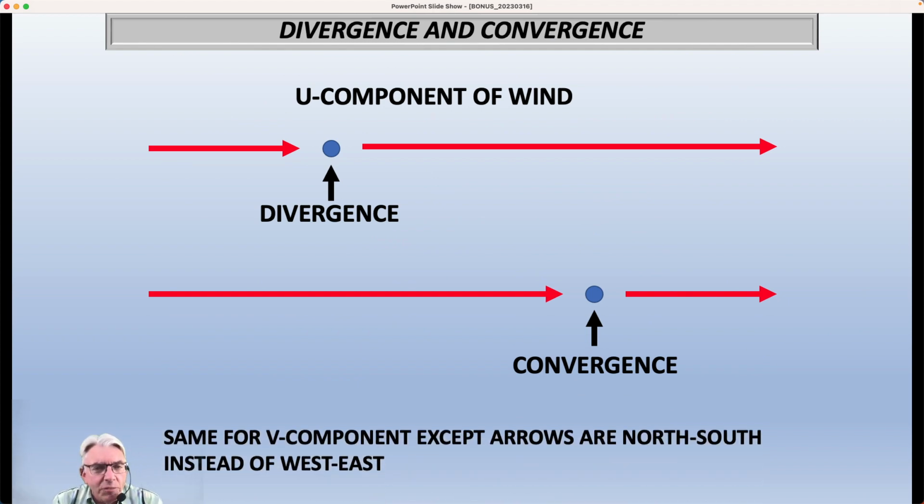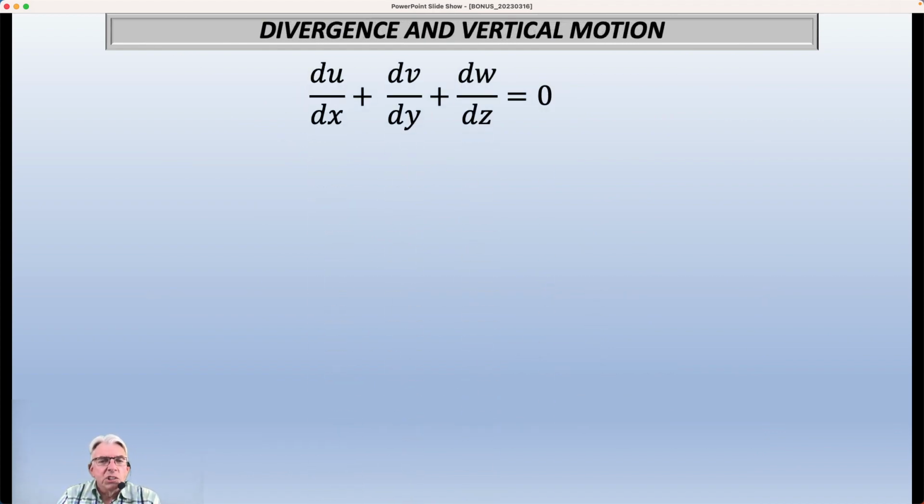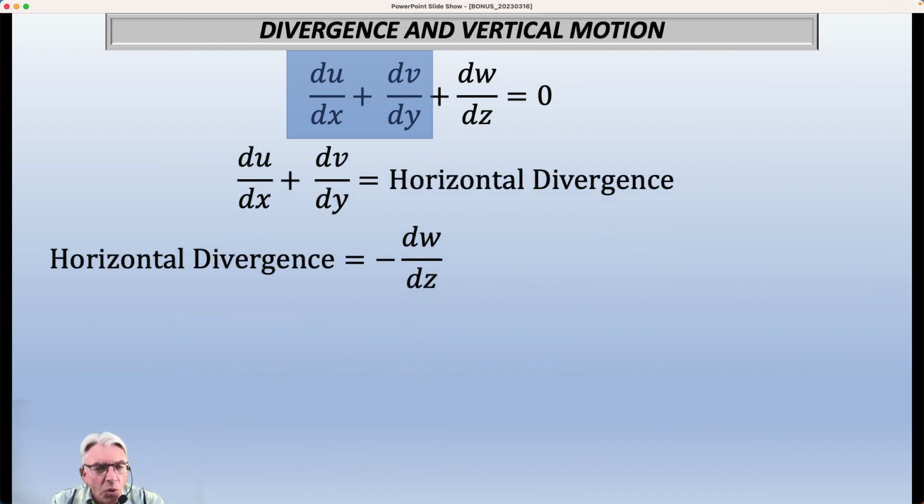It is exactly the same for the V component of the wind, except now the arrows are oriented north-south instead of east-west, okay? So, let's go back now to our original equation, and we're going to call the first 2 terms in that equation the horizontal divergence. In other words, you're combining the divergence, or convergence for that matter, east-west and north-south, but it's all at one level, okay? So we're going to call that the horizontal divergence, and if you solve for that, then the horizontal divergence is equal to minus the change in the vertical motion with height as you go up, okay?